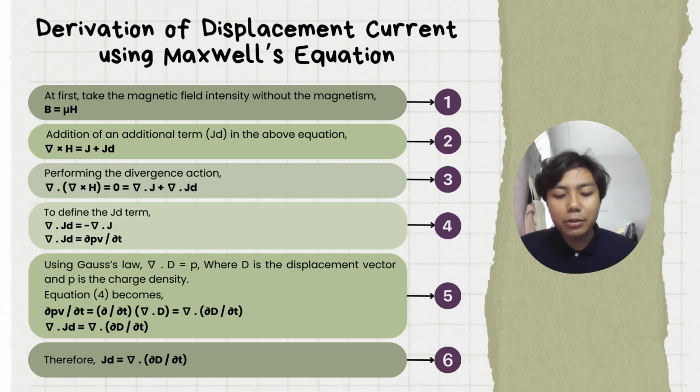This derived term is known as the displacement current density formula. This comes in use when time-varying fields are required, especially for a constant displacement vector.